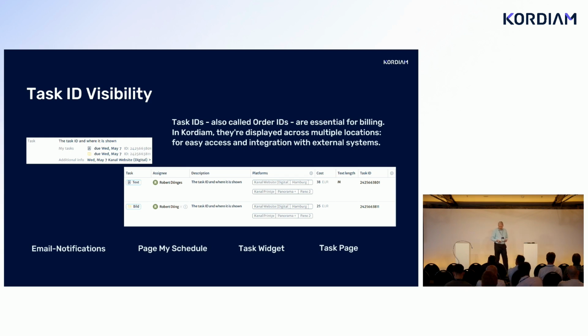Task ID is shown by default on the email notifications, like here, this is just a small clip. On the email notifications, on the My Schedule page, on the task widget, and on the task page, as you can see there. We have populated the task ID on various pages so that customers can easily obtain these IDs to track and manage tasks across multiple systems.